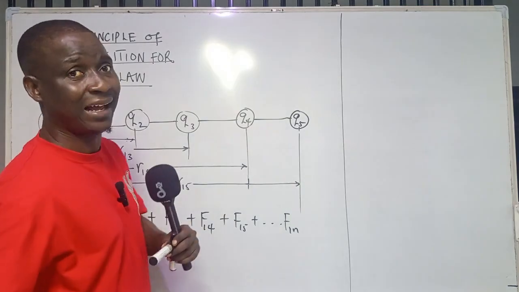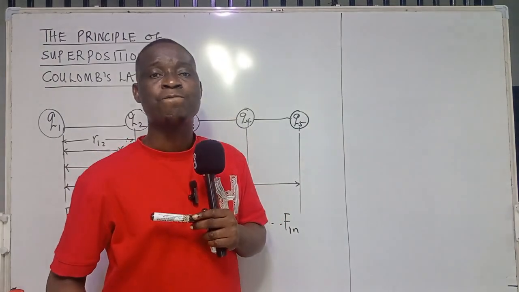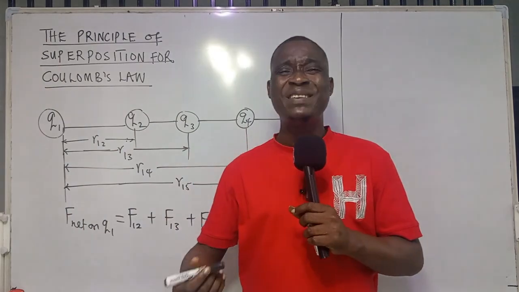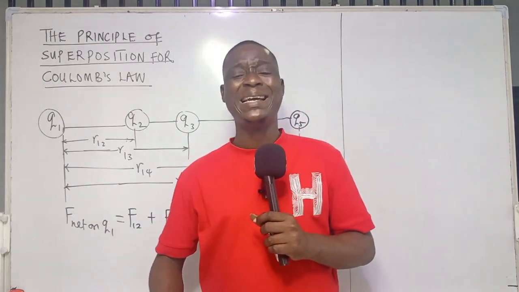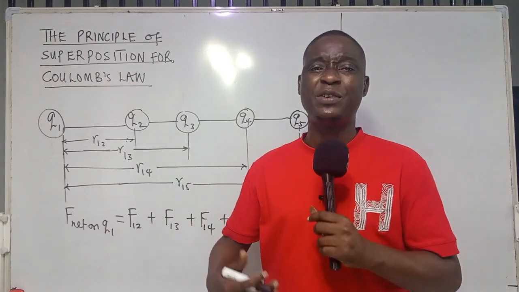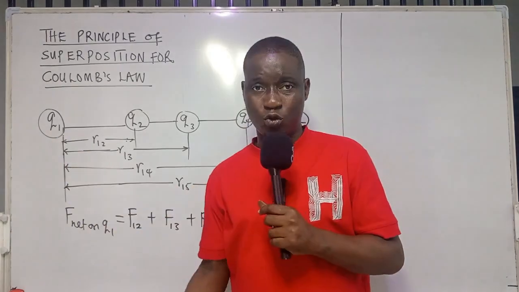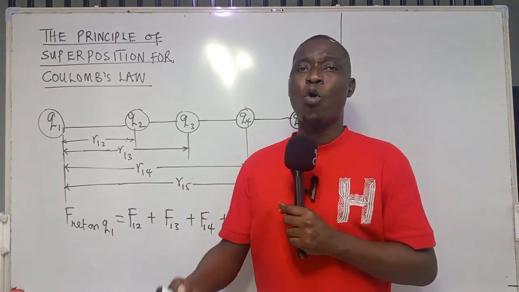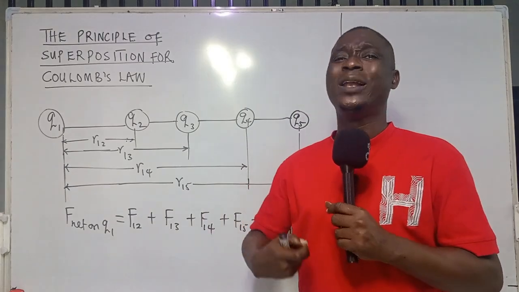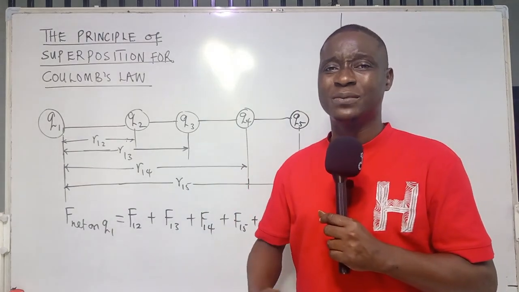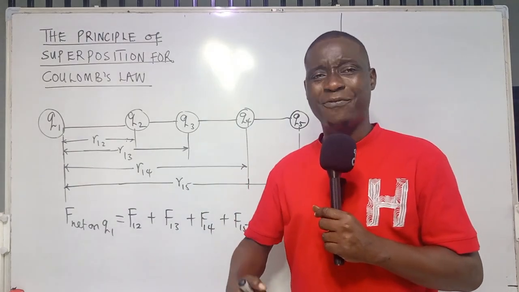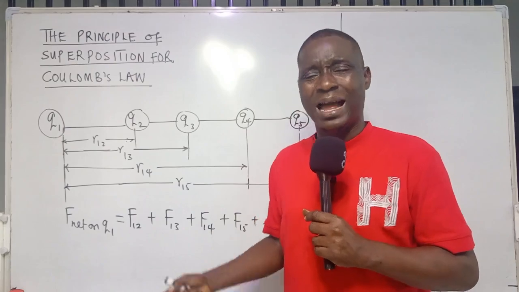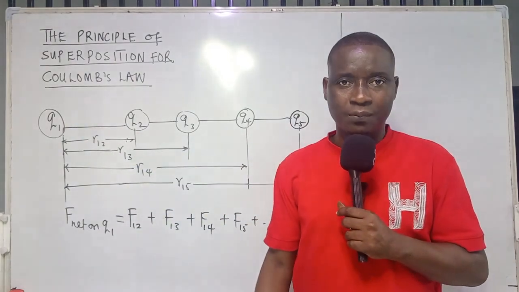So it now states that the electrostatic force experienced by a specific charge, let's say Q1, is the vector sum of all individual forces, the force produced by all other charges acting on that particular Q1.